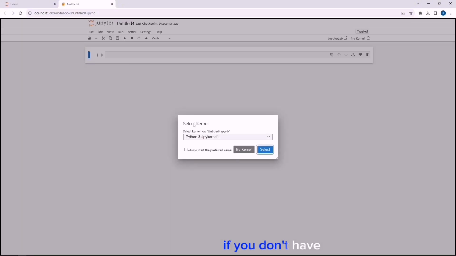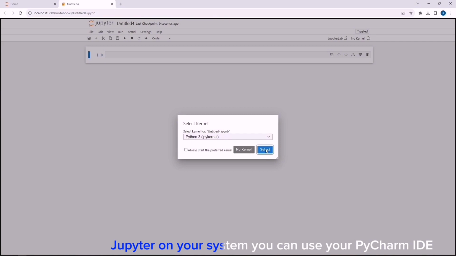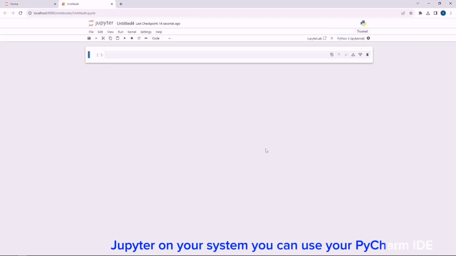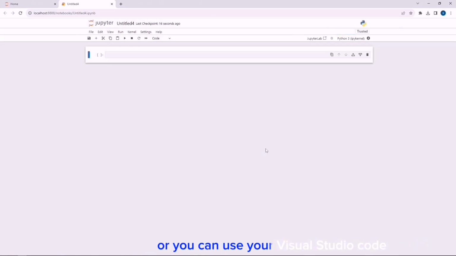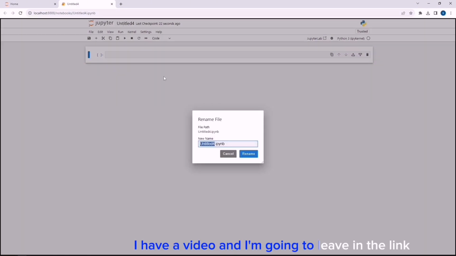If you don't have Jupyter on your system, you can use your PyCharm IDE or you can use your Visual Studio Code. But if you want to have Jupyter on your system, I have a video and I'm going to be leaving the link to that video in the description of this video. So we're going to name this Python notebook Python operators.